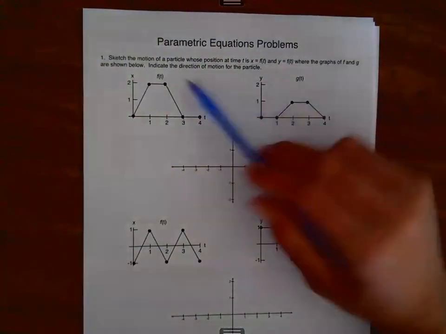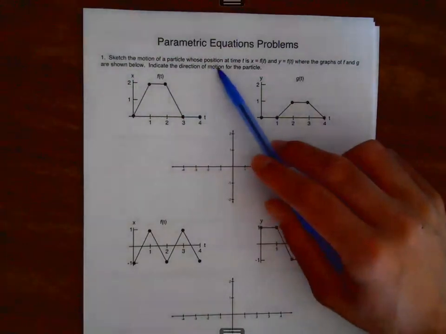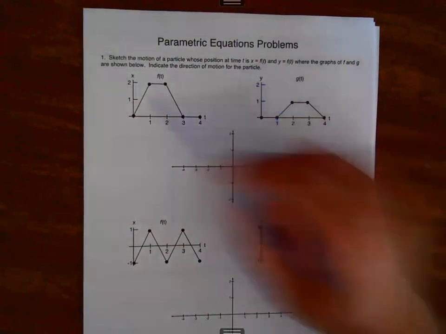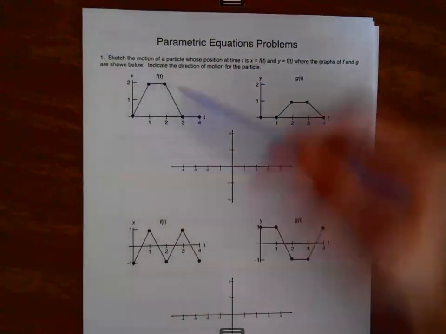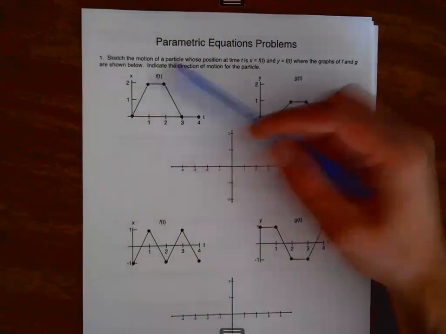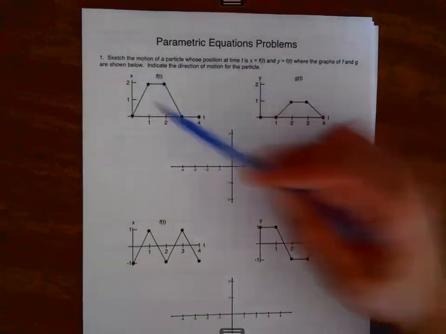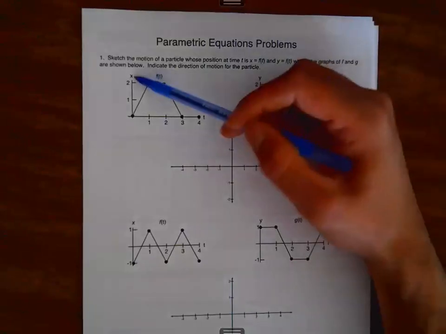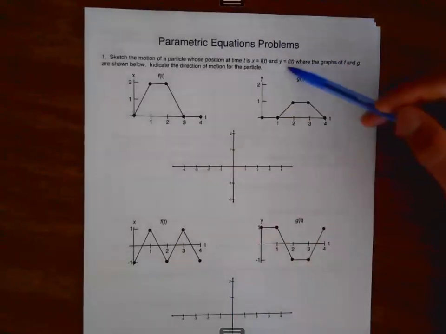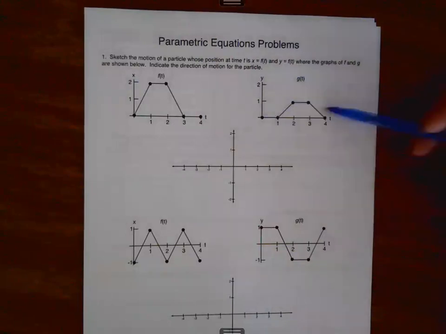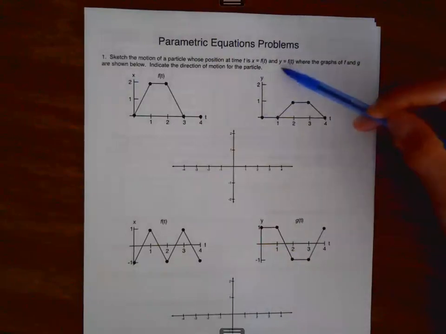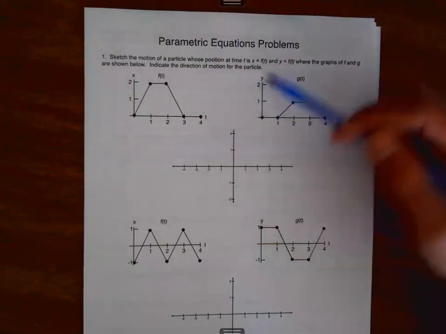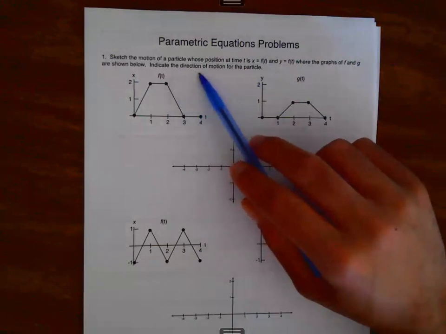Sketch the motion of a particle whose position at time t is x equals f of t, and that's graphed right here. So the position of the particle as an x coordinate over time is represented by this graph, where t is the x-axis and x is the y-axis. And then y equals g of t, so y as a function of time, just the vertical position, the y-coordinate over time, and that's graphed here. Graphs f and g are shown below. Indicate the direction of motion for the particle.